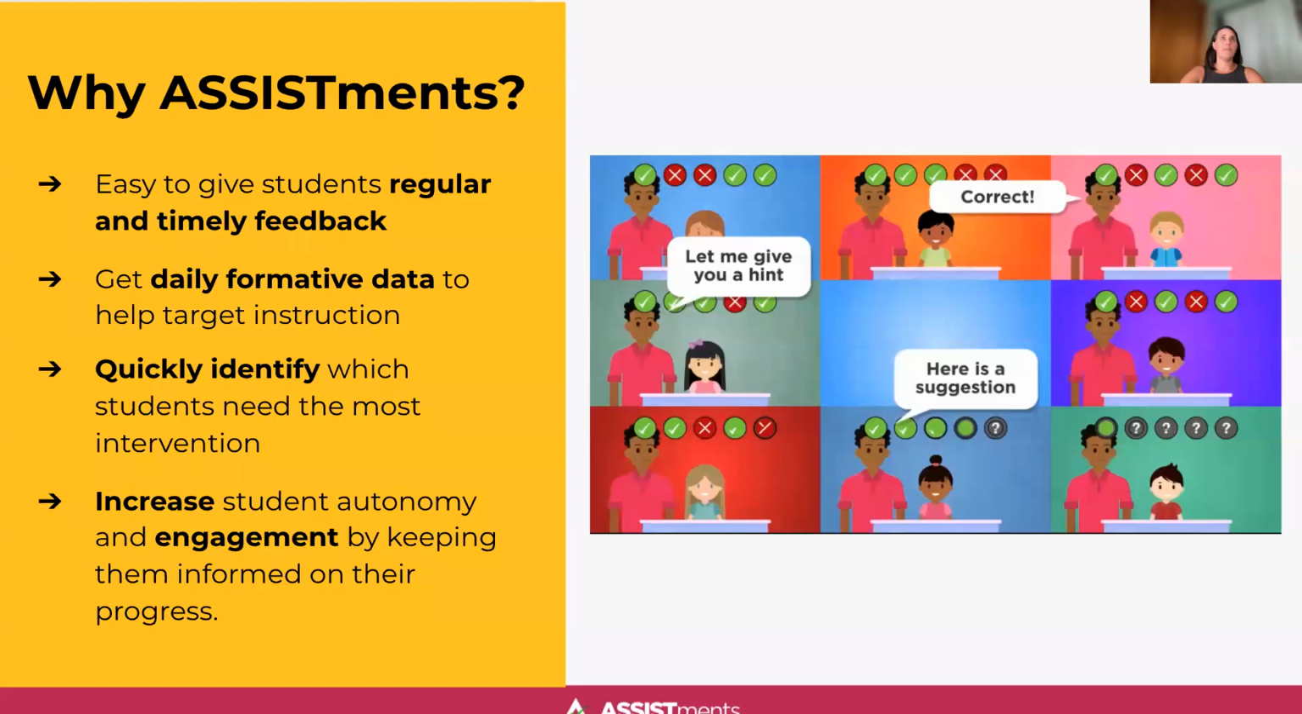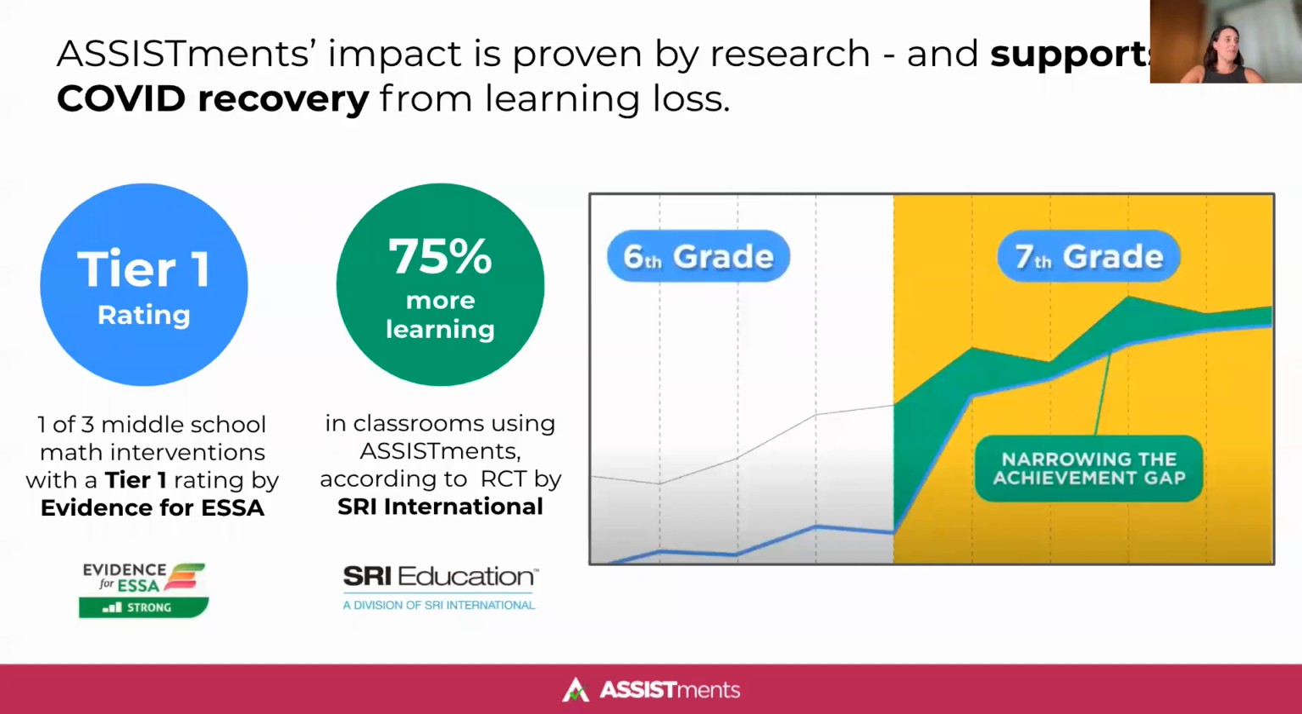that immediate feedback. Why should you use ASSISTments? Students get regular and timely feedback as they complete their work, and then again from their teacher. Students get daily formative data to help inform instruction. ASSISTments allows you to quickly identify students that need additional support and intervention. And lastly, ASSISTments increases student engagement by keeping them informed on their progress as they're doing their work, no longer needing to wait until they turn in their worksheet the next day to find out how they performed.